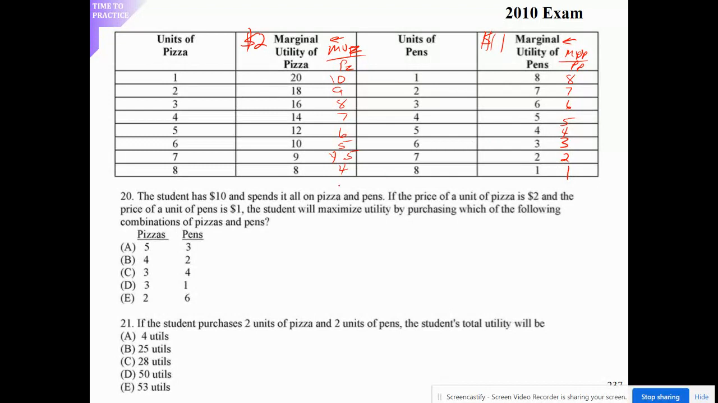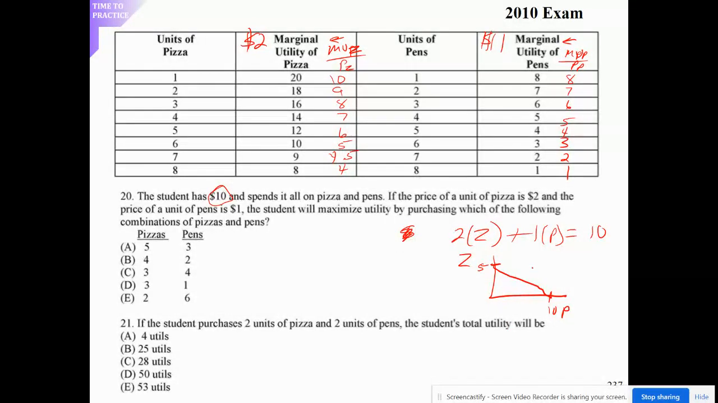And it says our budget constraint here is $10. So our budget constraint equation would be $2 times the number of pizzas plus $1 times the number of pens equals $10. That's our budget constraint. So if I put pizzas up here and pens down here, for $10, how many pizzas can I buy? If the pizzas are $2, I can only buy 5. How many pens can I buy? I could buy 10. So there's my budget constraint line.